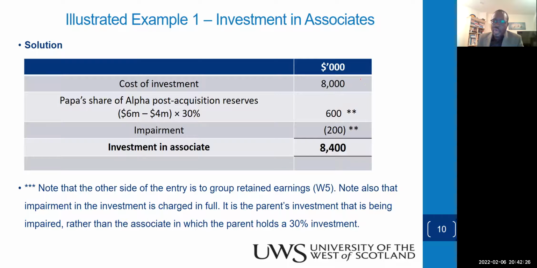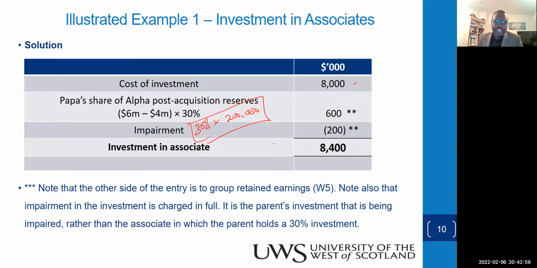So the cost of investment is my 8,000. The post-acquisition 2 million, like I showed you, 30% of it gives you 600. Add it, and then the impairment. Don't be tempted to find 30% of the 200. It is everything that belongs to the holder, to the investor. So knock everything off, and you get 8,400, which is presented on the face of the consolidated statement of financial position. Okay, that is it.